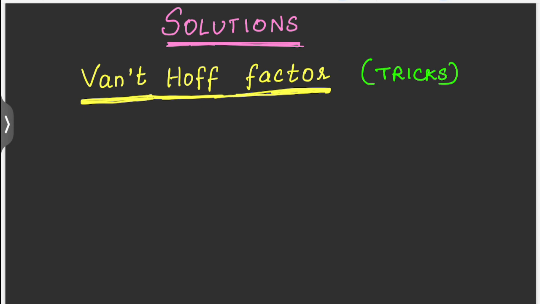In this video, I'll teach you a super trick to calculate the Van Hoff factor. Finding Van Hoff factor is very important in the calculation of colligative properties. You would have studied colligative properties in this chapter. Which are the four types of colligative properties you have studied?